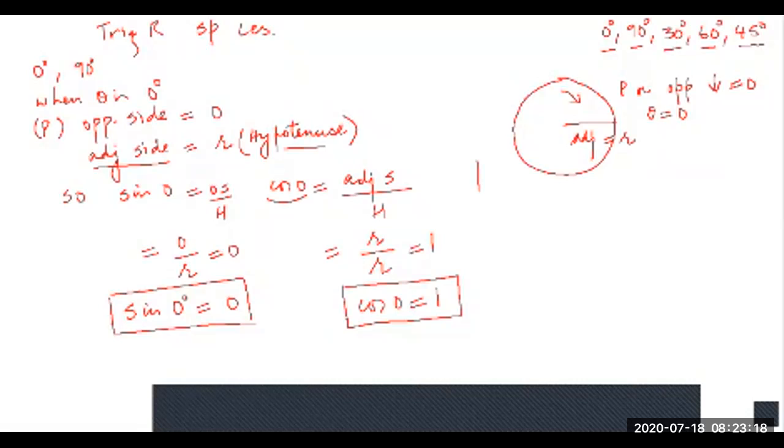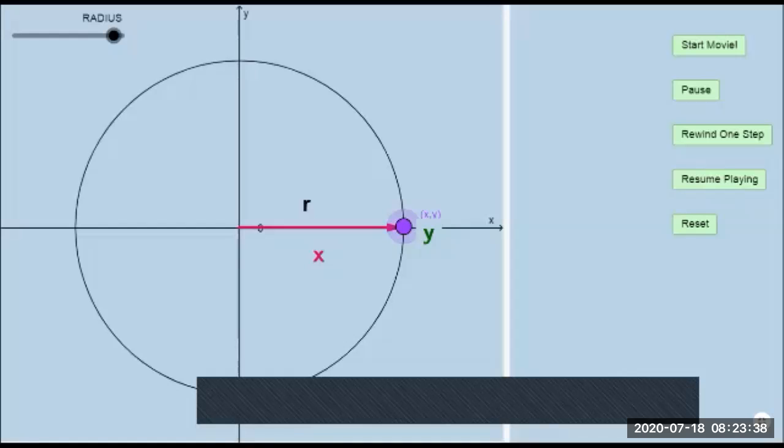See guys, from this I can also derive what happens when theta is 90 degree. Let's go back to GeoGebra software. I can see, students, as theta is increasing, my perpendicular is increasing to the extent when theta becomes equal to 90 degree. You can see the green line y is almost equal to r, but not exactly equal. But when theta is 90 degree, my y and r coincide.